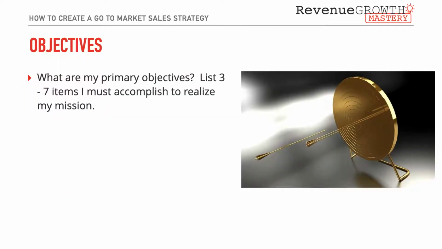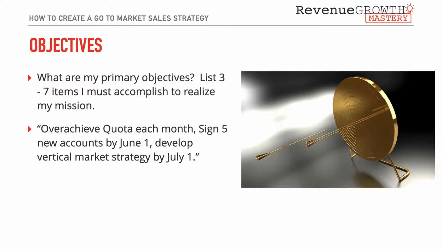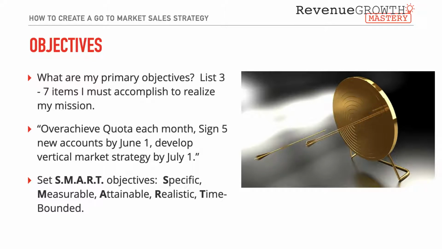And then after the mission comes objectives. So what you want to look at is, what are my primary objectives? And in this section, you want to list out 3 to 7 items that you must accomplish to realize the mission that you just put down. An example here would be to overachieve quota each month, or sign 5 new accounts by June, or develop a vertical market strategy by July 1st. So whatever your goals or objectives are, you want to make them SMART. And SMART is an acronym that stands for specific, measurable, attainable, realistic, and time-bounded.